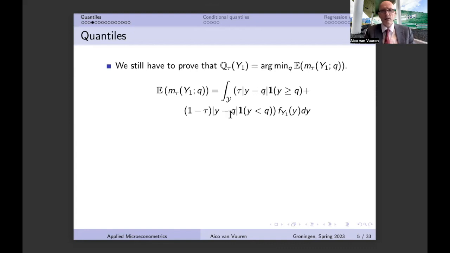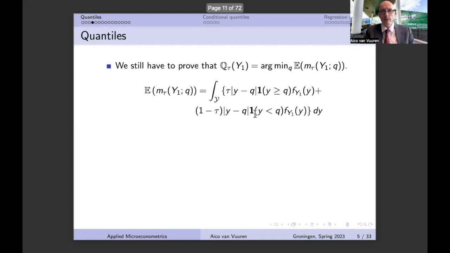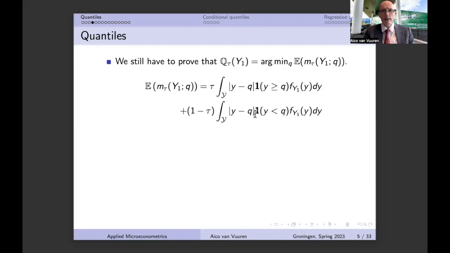First of all, I'm going to make this ugly looking integral even a little bit more ugly by taking the density into the parentheses. So I multiply this by the density function and also this by the density function. We get this even longer integral, but now it's an integral of a sum, that is a sum of integrals, so I can also write it as these two integrals that we have over here. Now focus first of all on the first integral. Even though this is an integral over the whole support, this is only different from 0 at the moment that y is larger or equal to q.